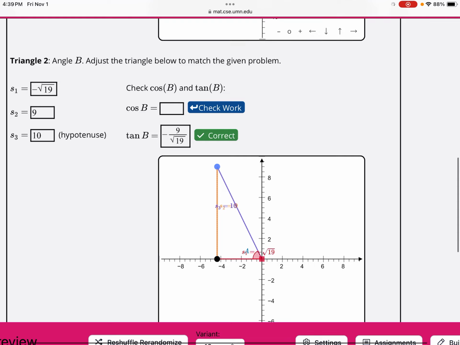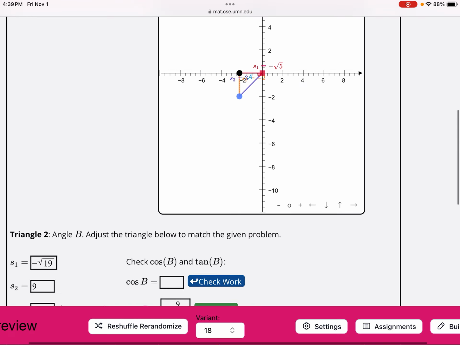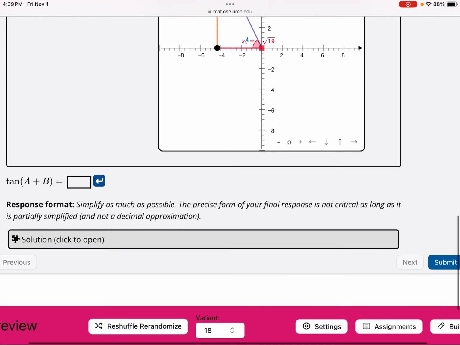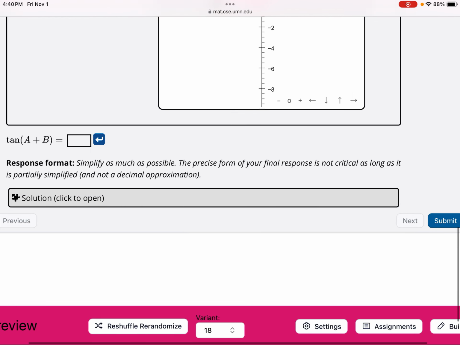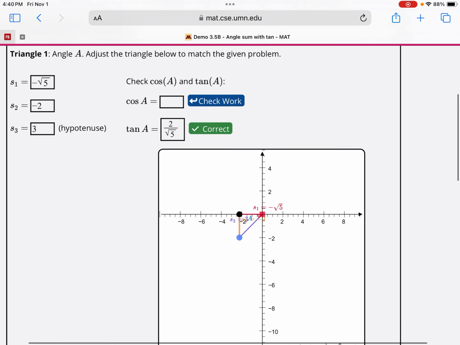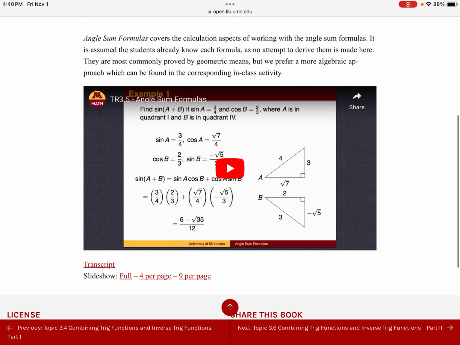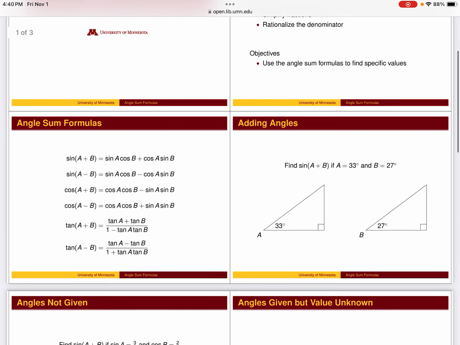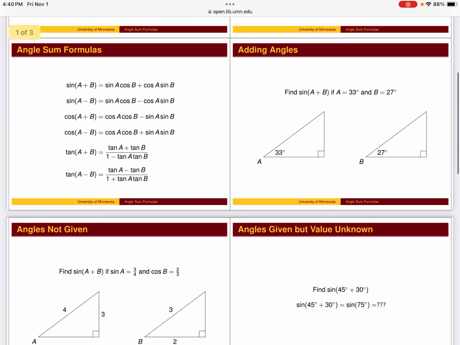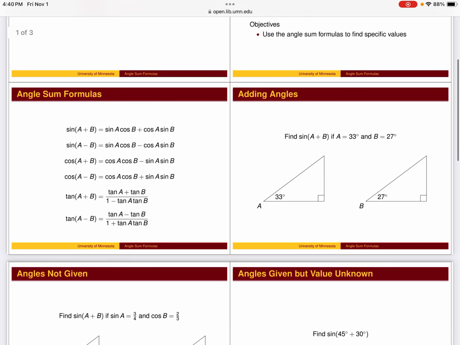Okay, so now we have those values. What formula are we going to use to get the tangent of A plus B? Oops, it's not highlighting for me. All right, so going to the textbook, I like to find the formulas in the slideshow, and it's just a really nice overview of the section and everything that you need. So we need this one right here, tangent of A plus B.